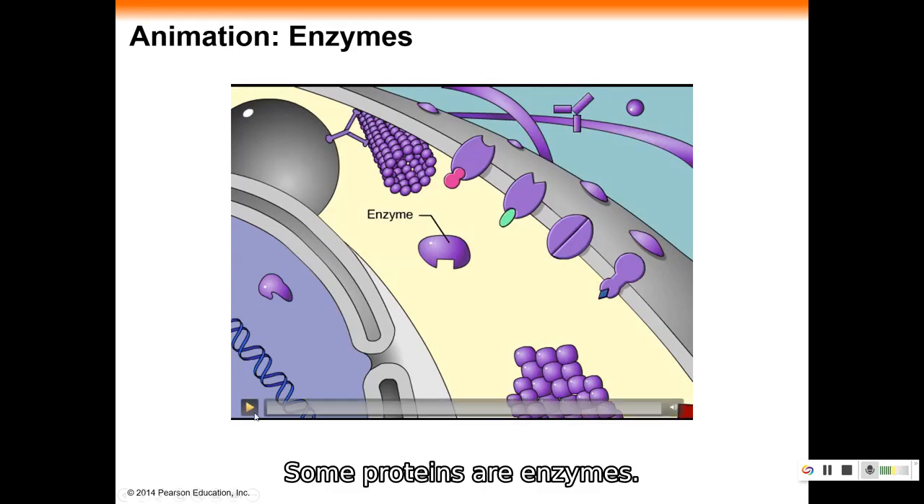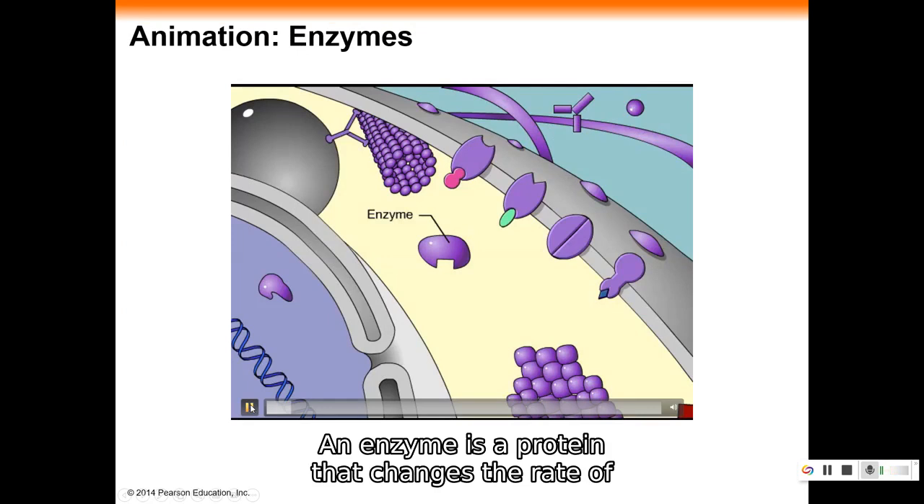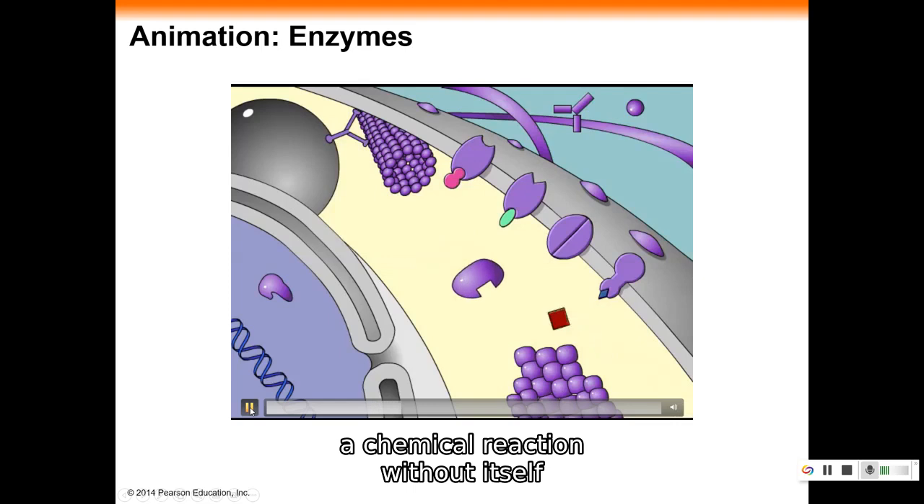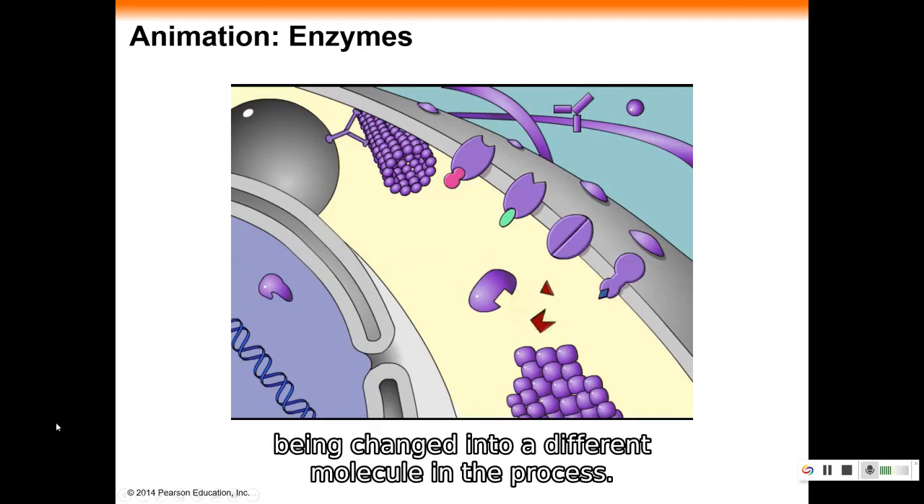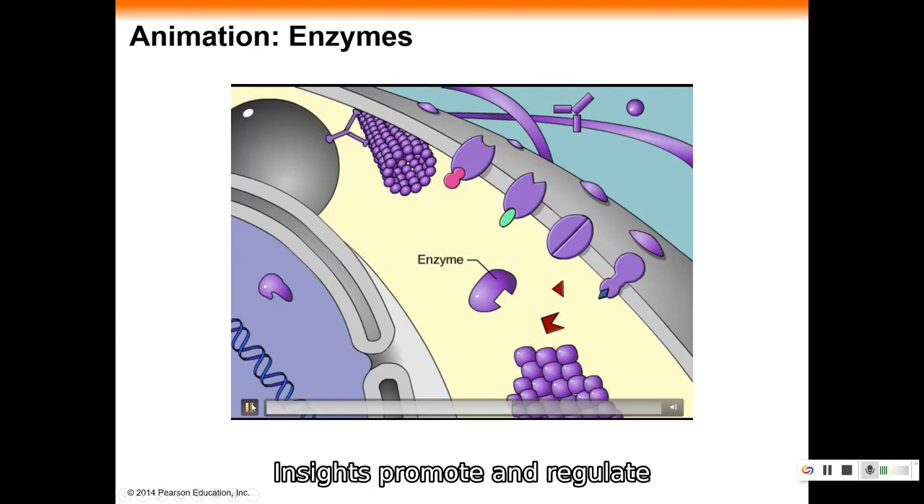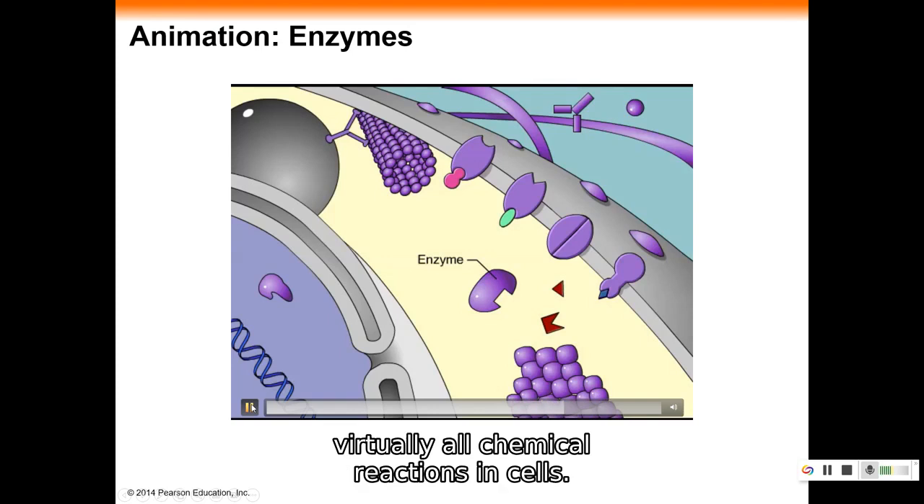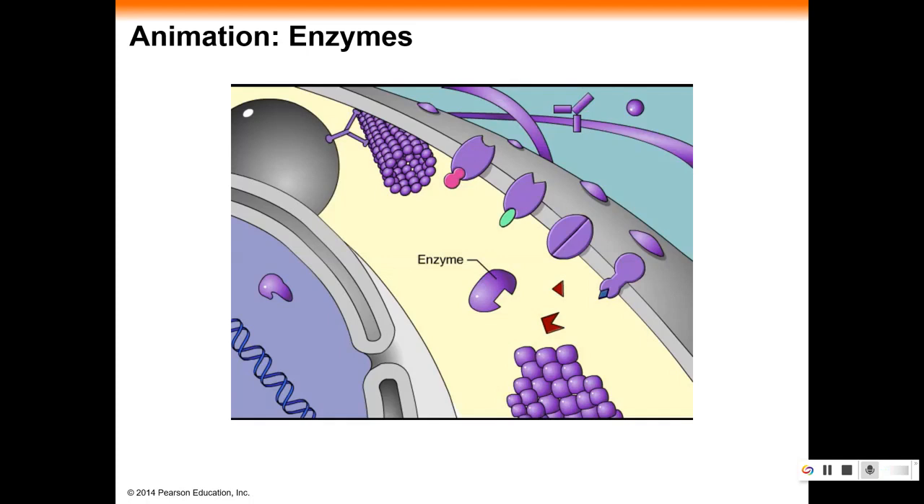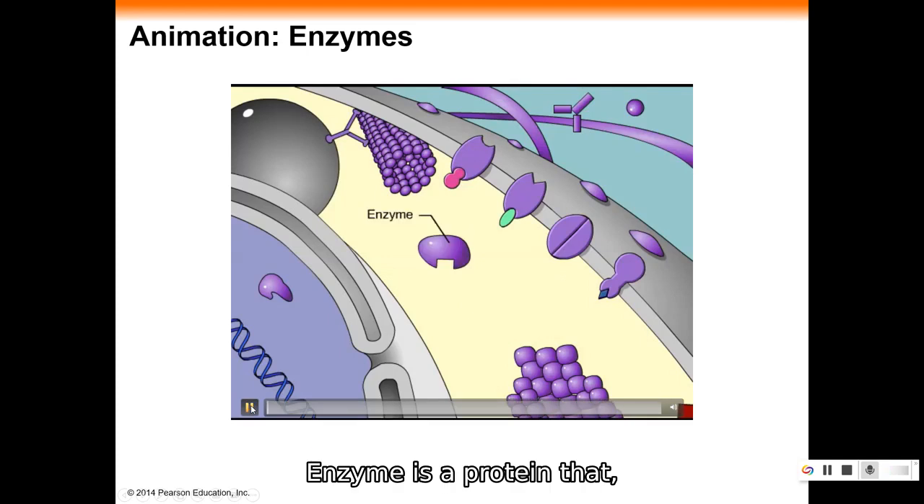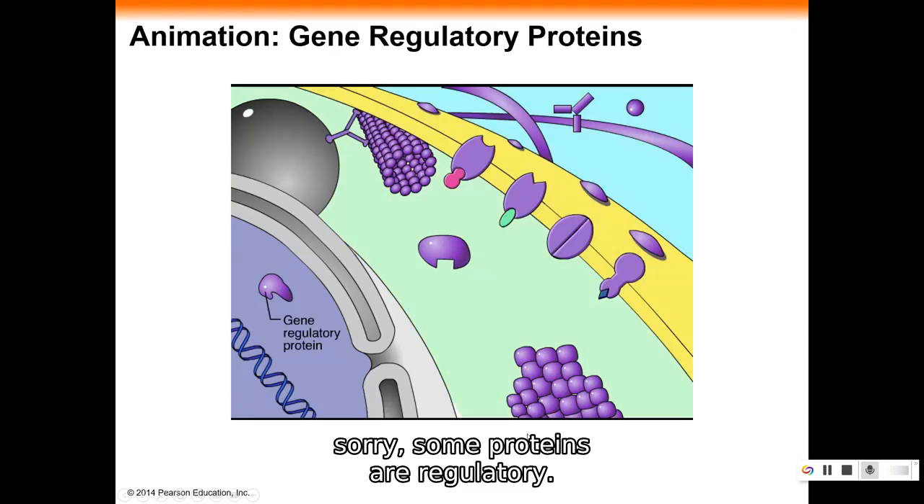Okay. Some proteins are enzymes. We just talked about that. An enzyme is a protein that changes the rate of a chemical reaction without itself being changed into a different molecule in the process. Enzymes promote and regulate virtually all chemical reactions in cells.